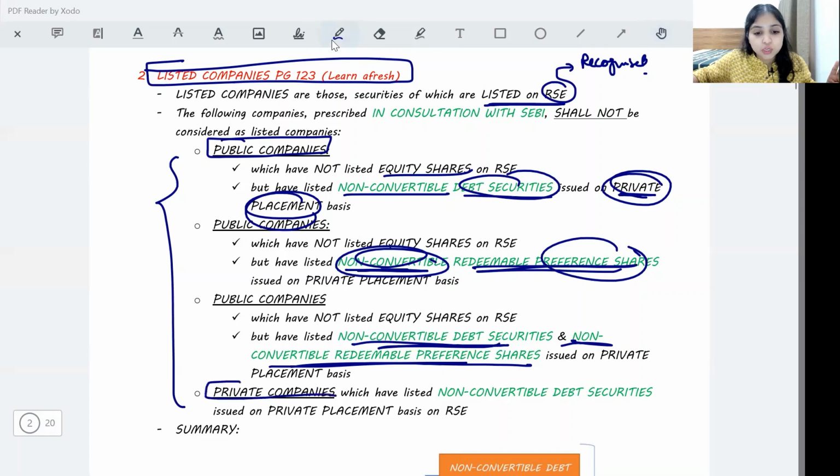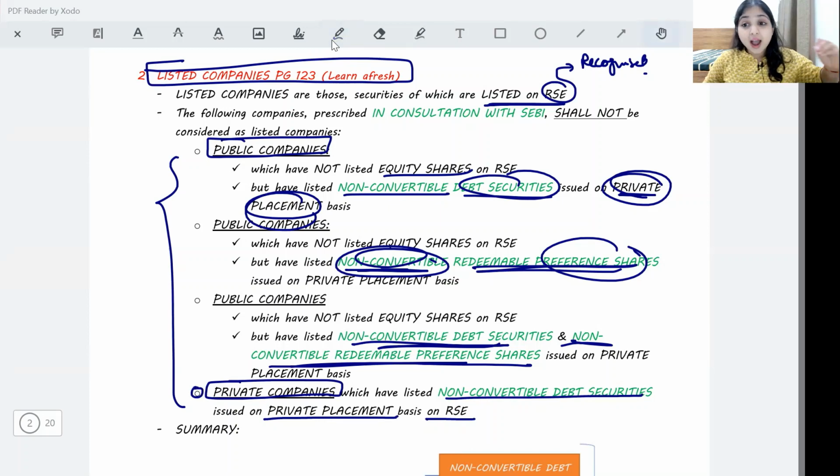The 4th company, I'm talking about those private companies which have listed non-convertible debentures issued on a private placement basis on a recognized stock exchange. The 4th point may be a little hard for you to digest. See, listen, all along we are used to learning that a public company may be listed or unlisted, but private company means unlisted. Right? This is something registered in your mind, that private company securities cannot be listed. But actually, there are some exceptions. Even private companies are allowed to list in some extreme, exceptional situations allowed by SEBI regulations.